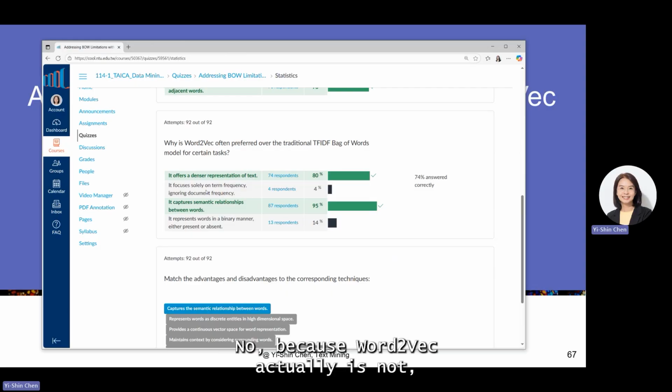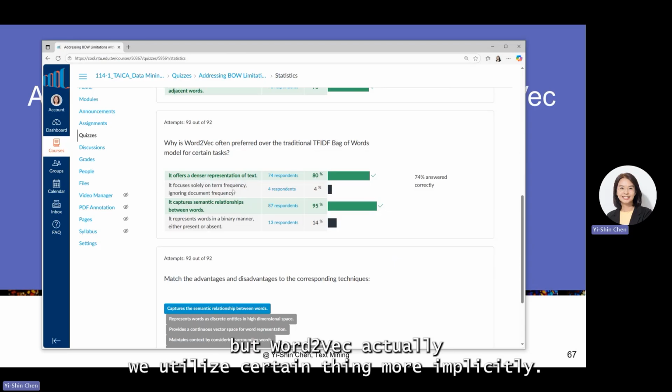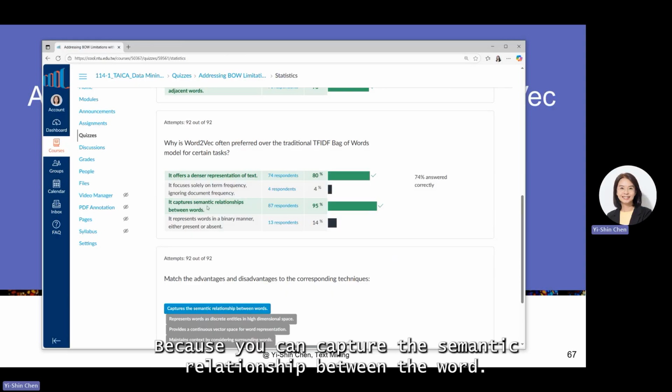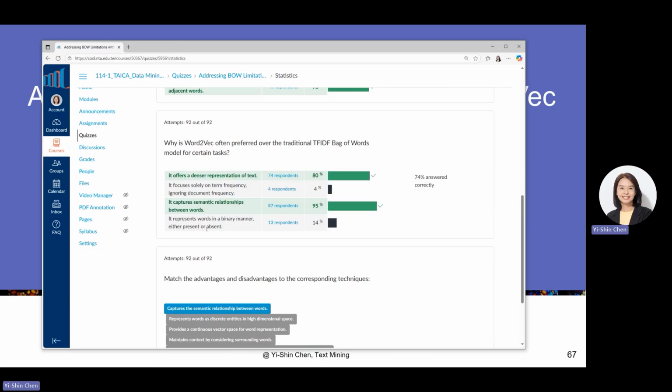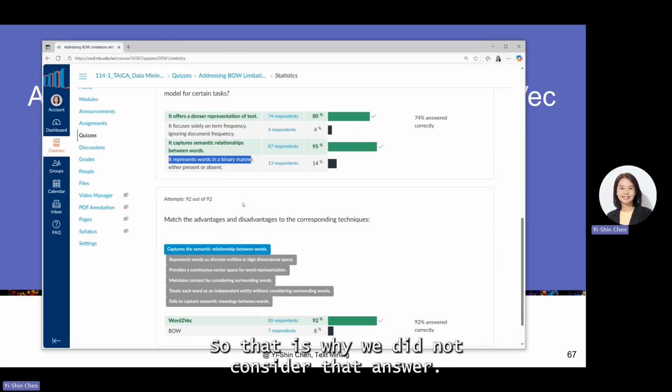No, because word2vec does not simply prefer term frequency, and it is not related to that. TF-IDF pays attention to term frequency and document frequency, but in word2vec we utilize certain things more implicitly, not directly utilizing that part. Okay, the third one, yes, it is certainly right because it can capture the semantic relationship between the words. Word2vec does not consider things in a binary manner, so that is why we did not consider that answer.